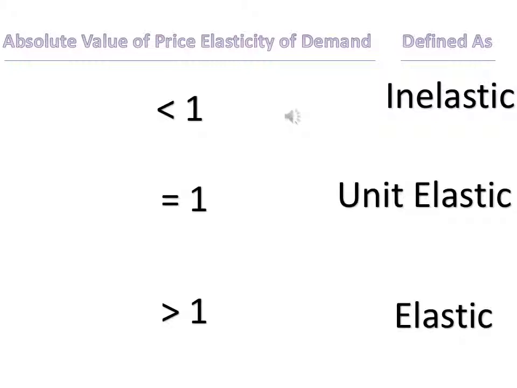And finally, if the absolute value of the price elasticity of demand is greater than 1, then the good is defined as having elastic demand, elastic being responsive. If it's elastic demand, then a certain percent change in price will cause a greater, in opposite direction, percent change in quantity demanded.